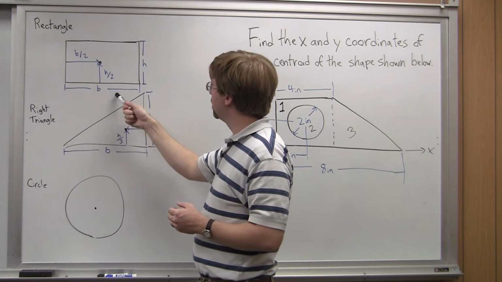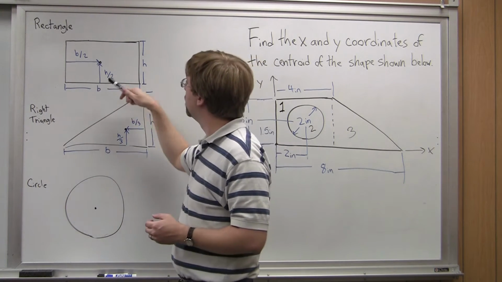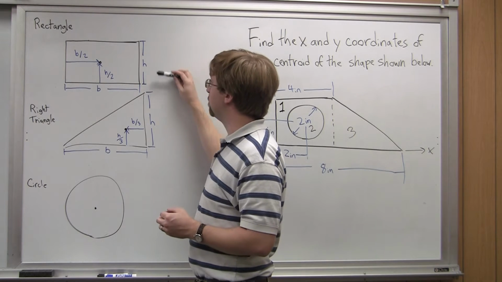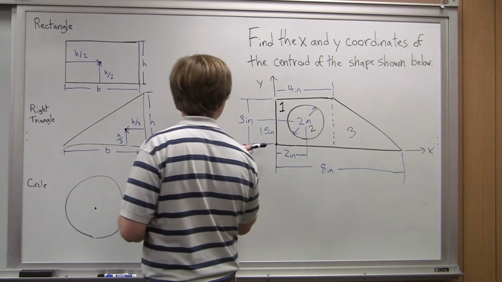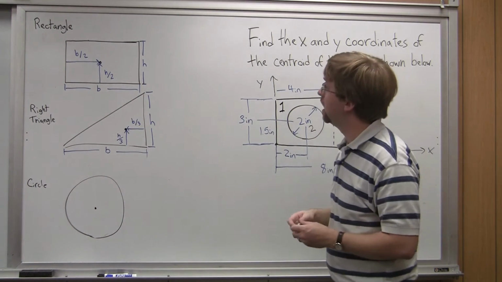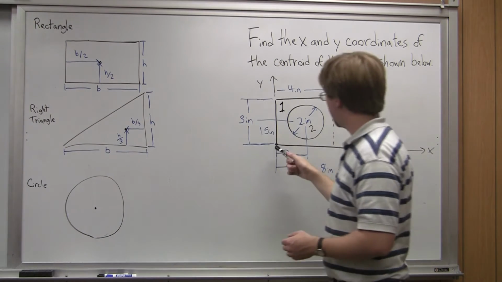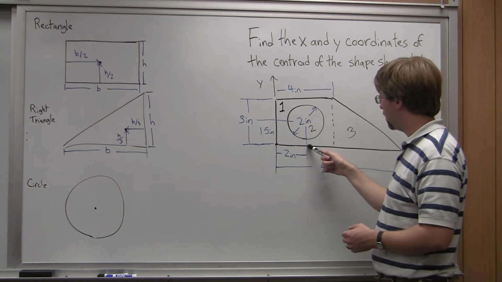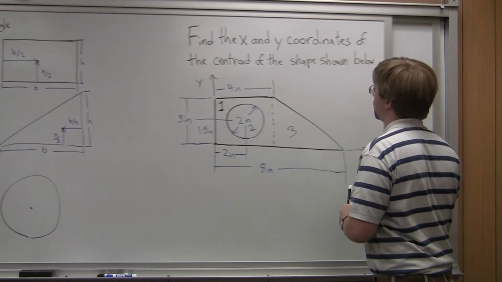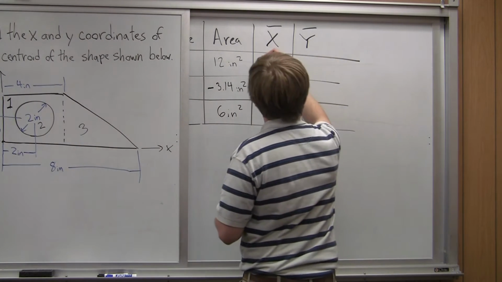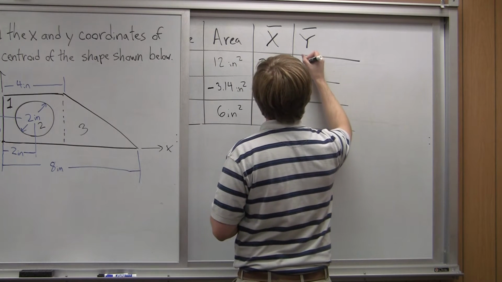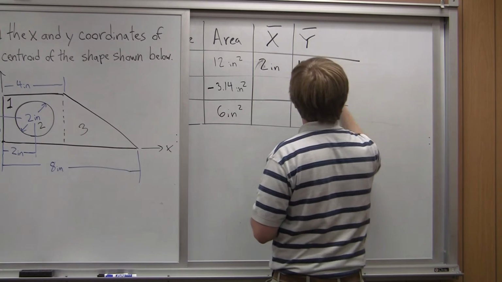My base is going to be 4 inches in my diagram over there, so 1/2 of my base is going to be 2 inches. And my height is going to be 3 inches on the diagram over here, so 1/2 of my height is going to be 1.5 inches. Both of these are measured from my origin point here, so I go over 2 inches, up 1.5 inches, and that's the center of my rectangle. So easy enough. x bar is going to be 2 inches, and y bar is going to be 1.5 inches.